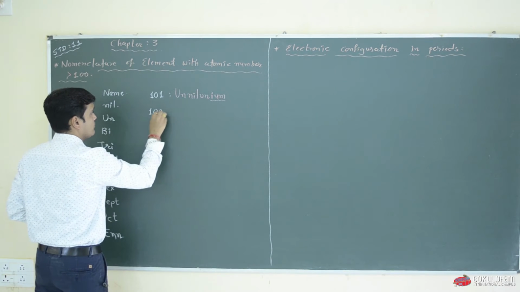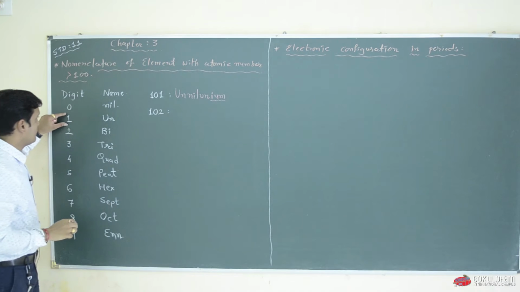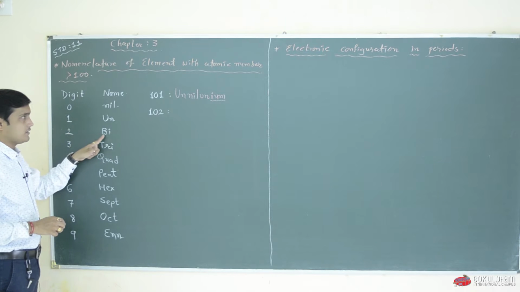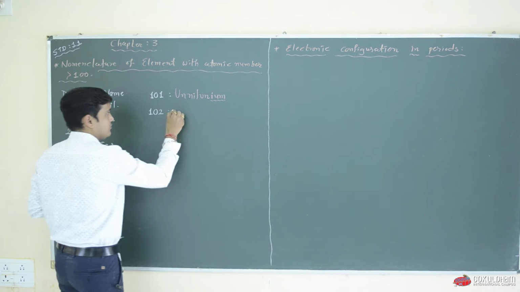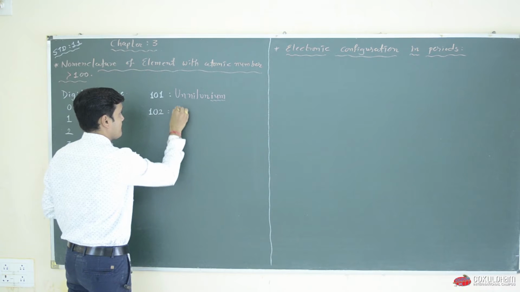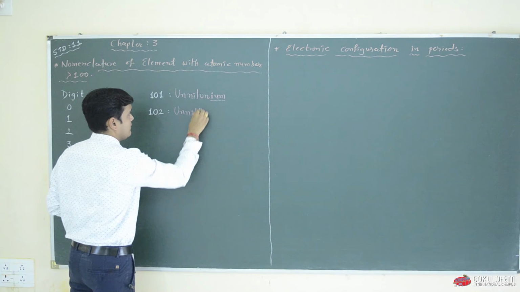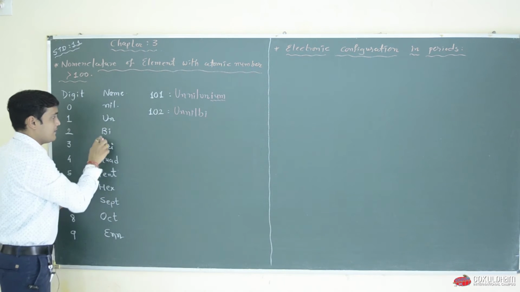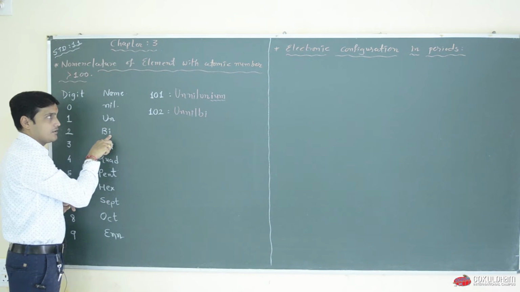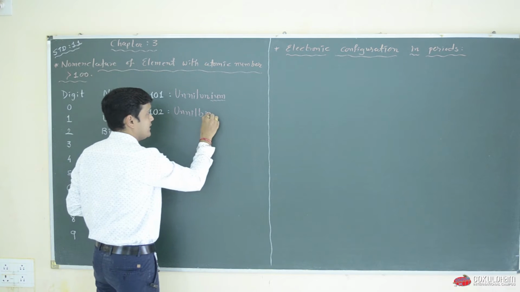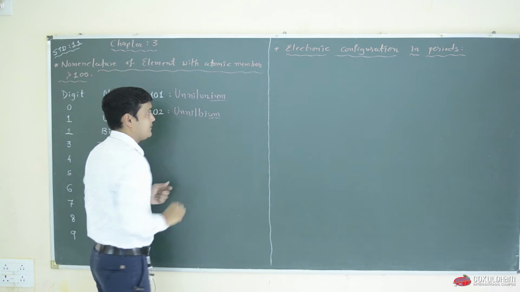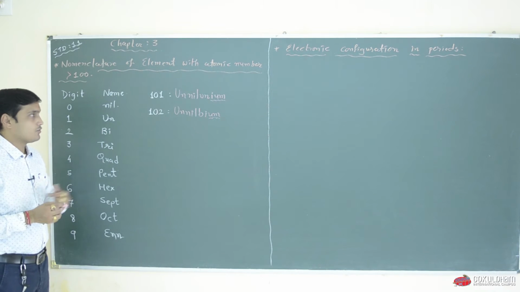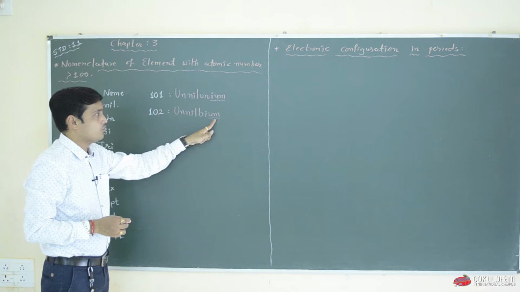Suppose we want to make 102. 1 means un, 0 means nil, 2 means bi. So our name becomes un, nil, bi. Now keep in mind that bi already contains i, so you have to apply only um in the suffix, because this bi is already containing i. So your addition is only um.